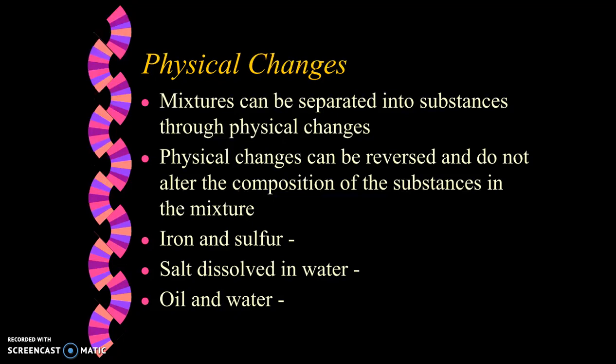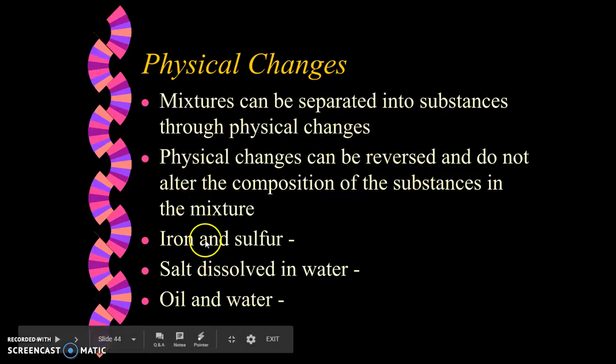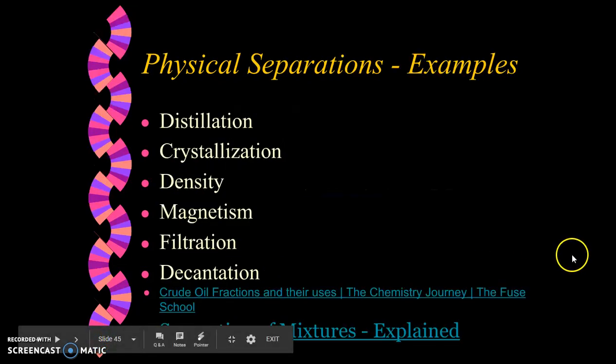Iron and sulfur, for example. If I mix those two together, there's a property that iron has that sulfur doesn't. Iron's magnetic, so I can use a magnet to separate them back out. Salt dissolved in water: if I dissolve salt in water and then boil the water off, I'm going to have the salt left over. Oil and water: the oil floats on top of the water, so I can just skim it off the top because they separate. So those are all mixtures because I can physically separate them.